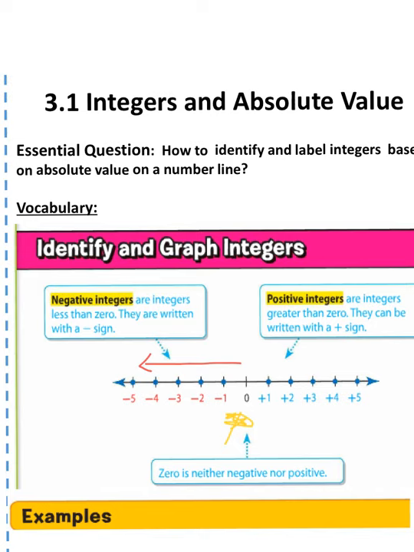Negative integers are integers less than 0. They can be written with the negative symbol, so you'll see the little minus sign representing the negative.